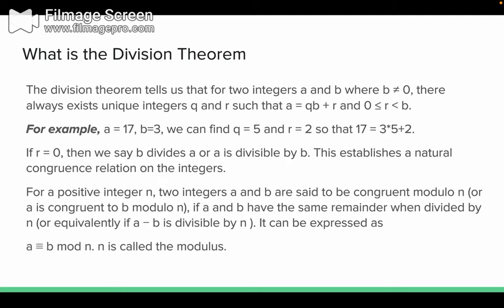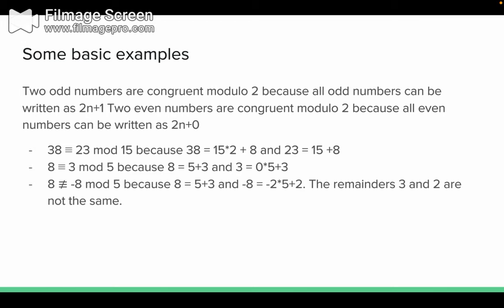If a and b have the same remainder when divided by n, or equivalently if a minus b is divisible by n, it can be expressed as a is congruent to b modulus n, where n is called the modulus. So here's some basic examples.